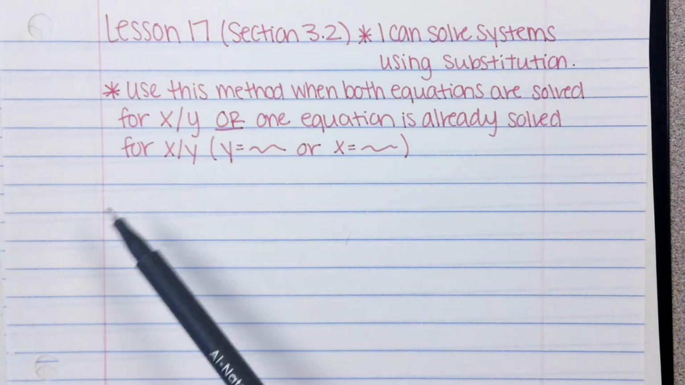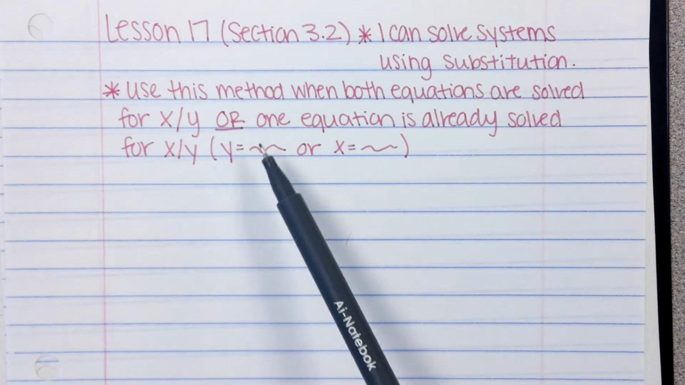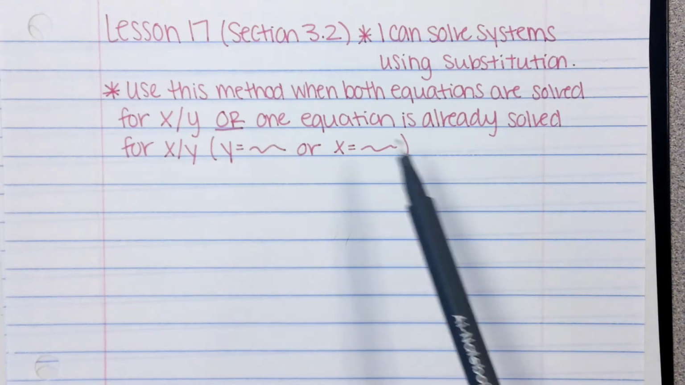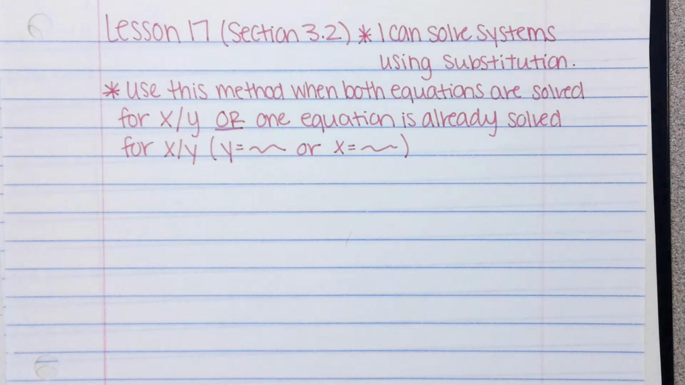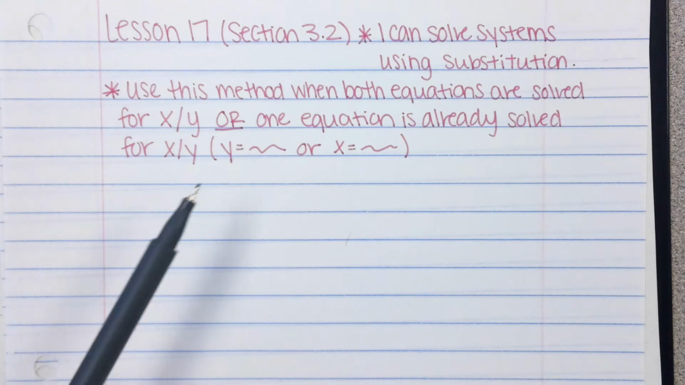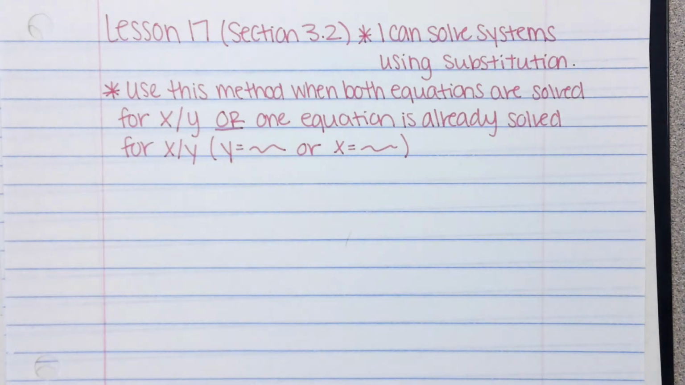Or one equation is already solved for x or y. And so that means you have a y equals equation or an x equals equation. So x or y is isolated by itself on one side of the equal sign. Okay? So all of the problems that you're going to see today are set up like this. They've got both or one equation solved for a variable already.